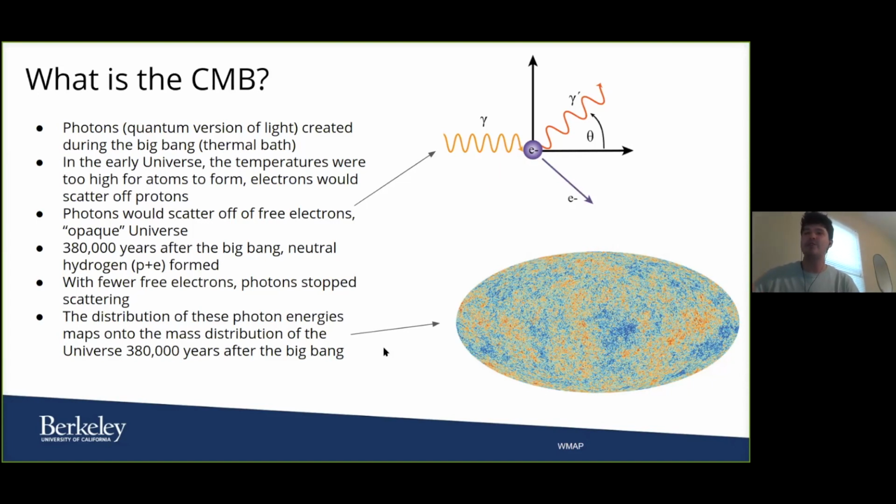The temperature of these photons, the intensity of this light, traces the matter distribution. So in regions that are red or regions that are blue, you have more or less matter. And so from here, you're able to estimate the fluctuations of having matter at different length scales.